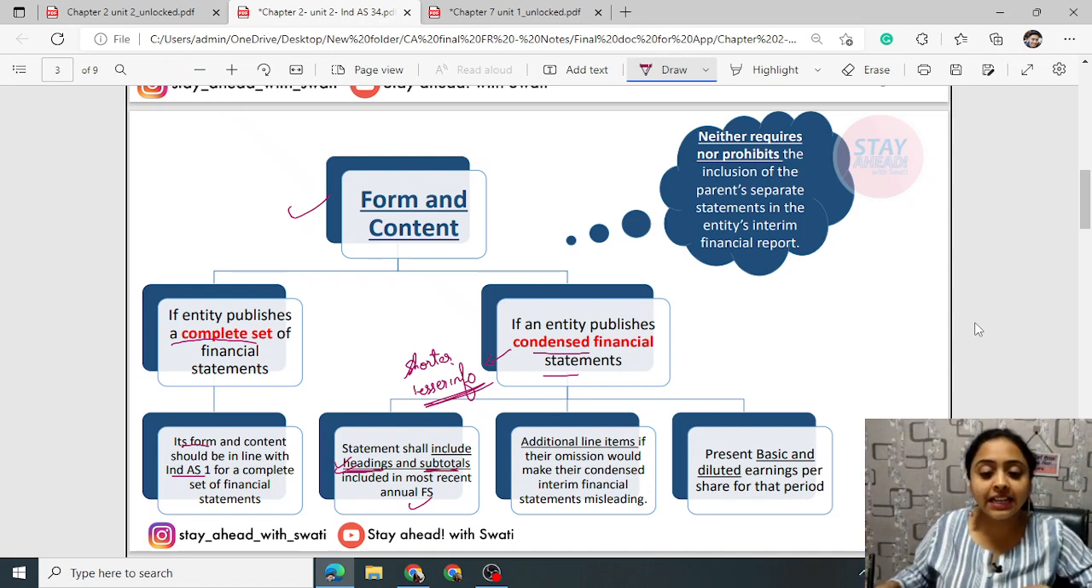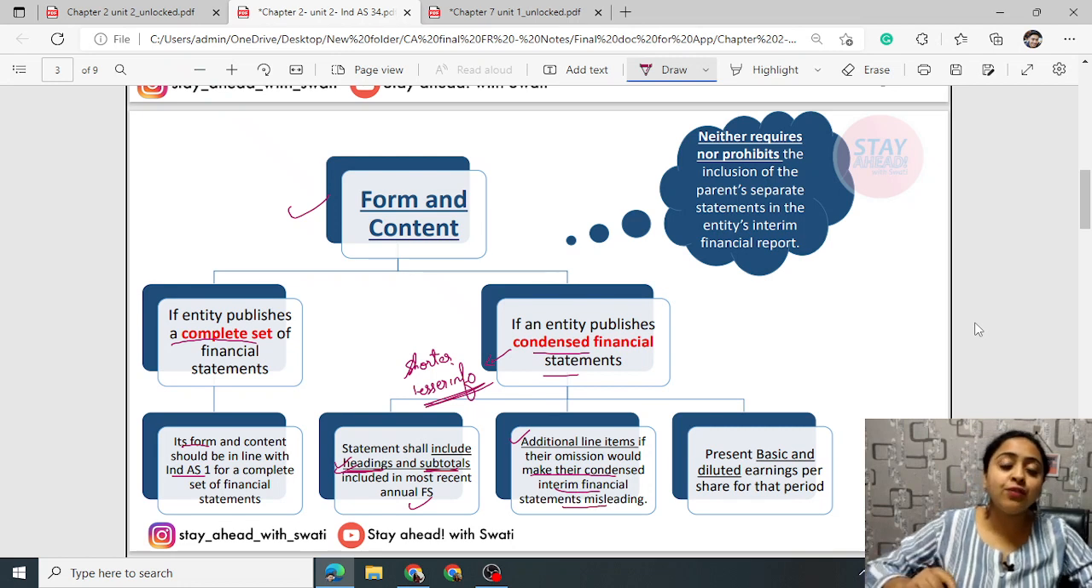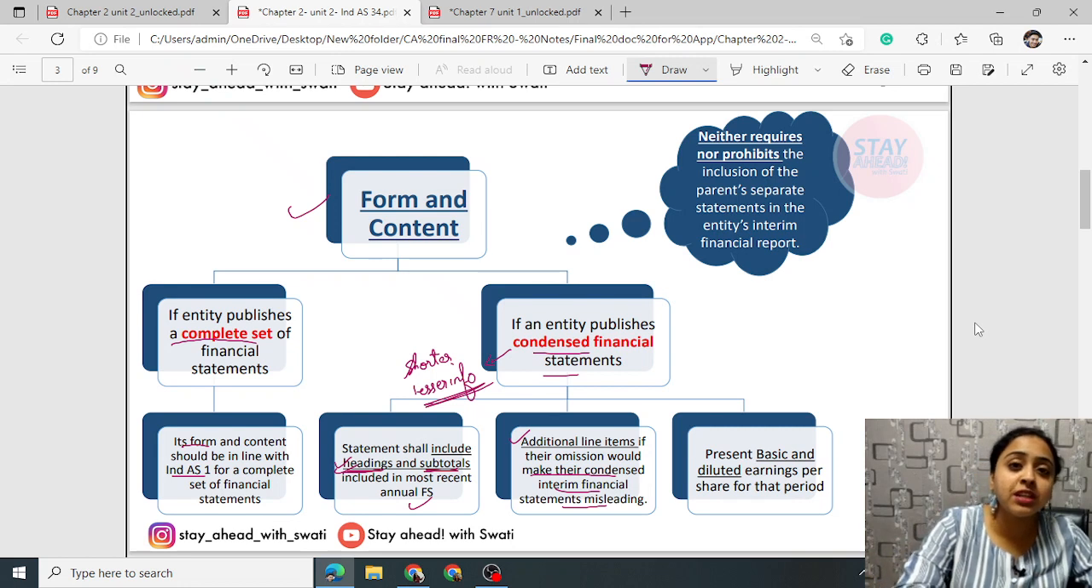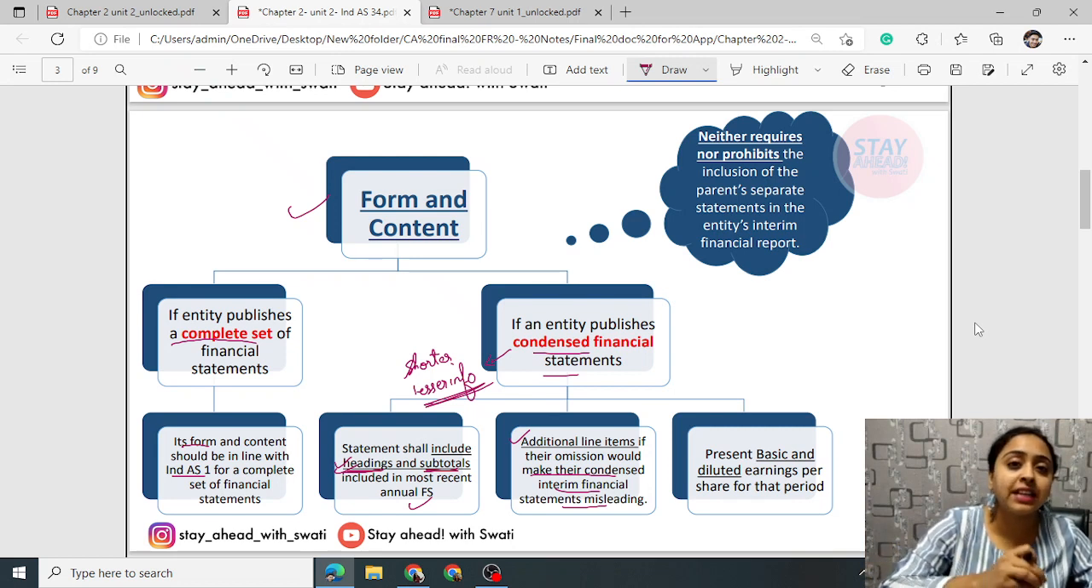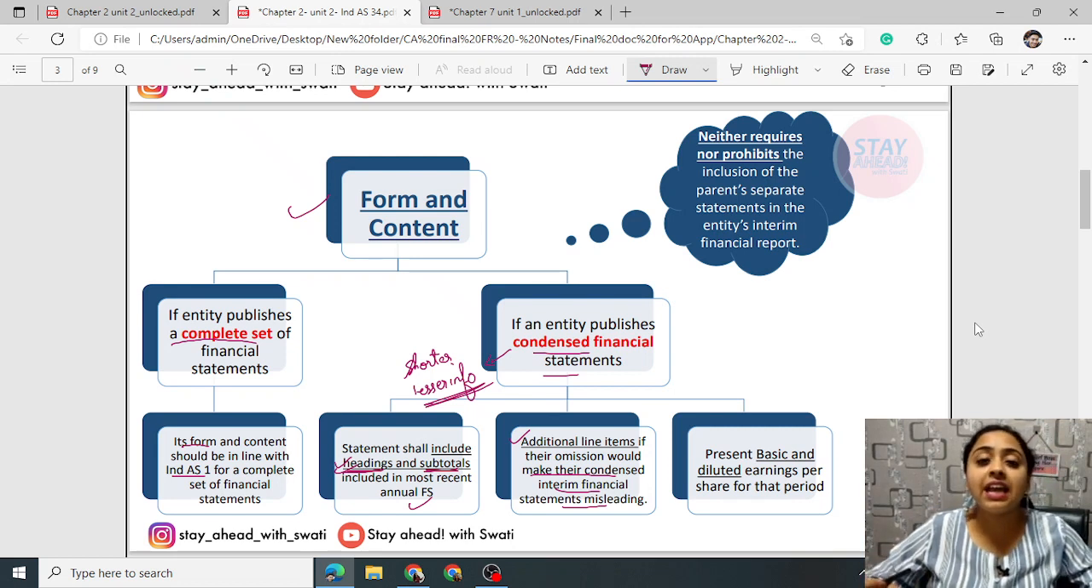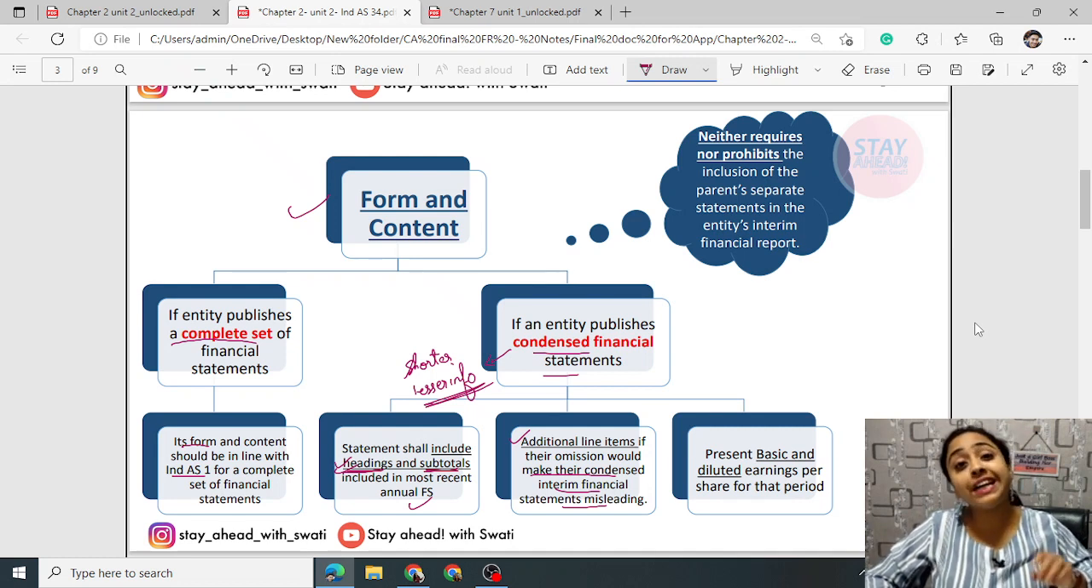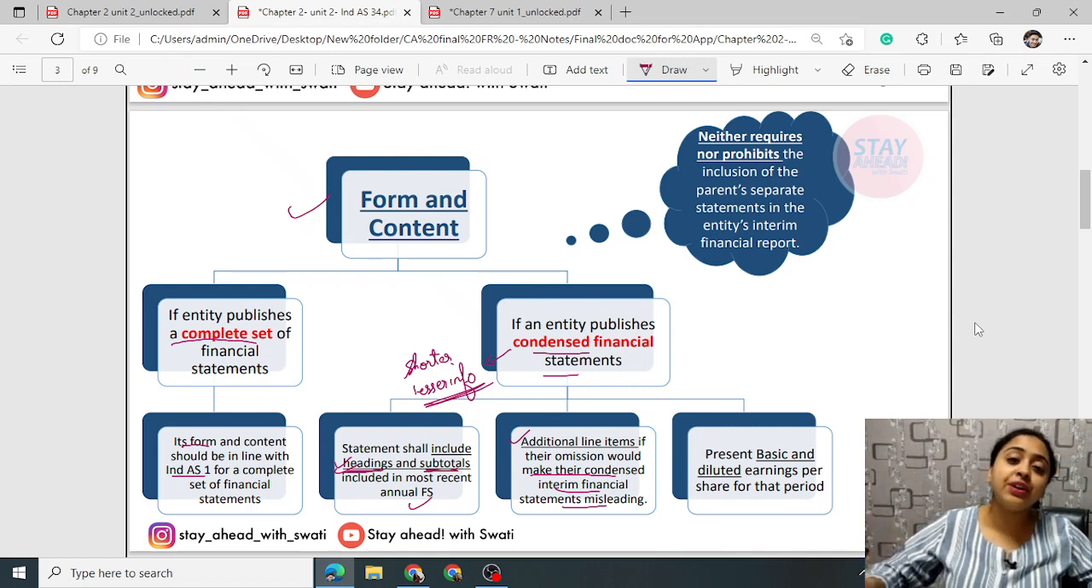Okay. Secondly, additional line items if their omission would make the condensed interim financial statement misleading. If you are permitted to show lesser information, and if such lesser information is misleading, then you need to provide additional line items, okay, if it is creating confusion, is not presenting the true financial position. If this is the case, then you may need to provide additional line items in those interim financial statements.